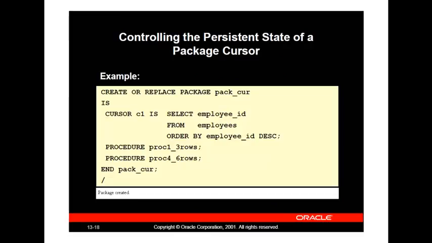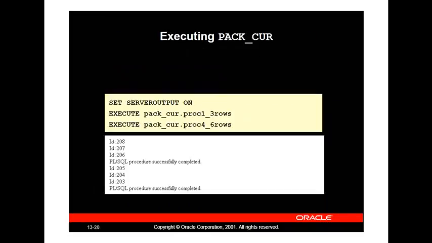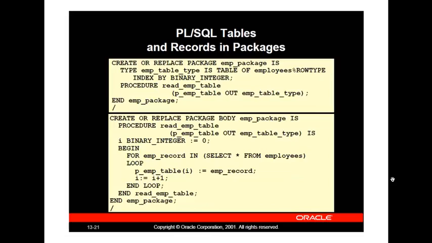Controlling the persistent state of a package cursor. The example: create or replace package pack_cur is cursor c1 is select employee_id from employees ordered by employee_id descending. Procedure proc1_3rows, procedure proc4_6rows, and pack_cur is the body of pack_cur. When we execute pack_cur, the output is like this. Then PL/SQL tables and records in packages.